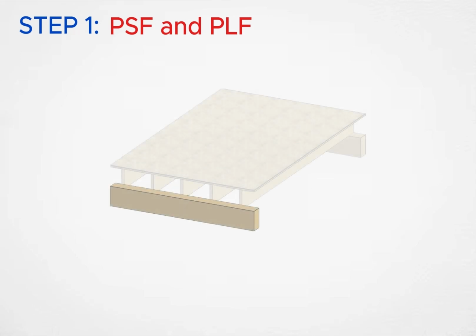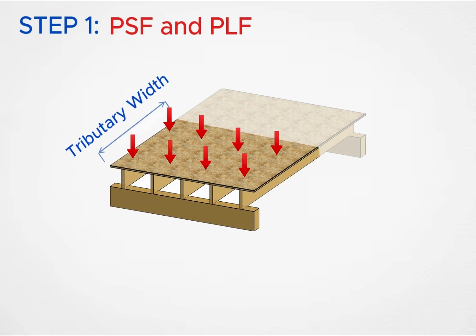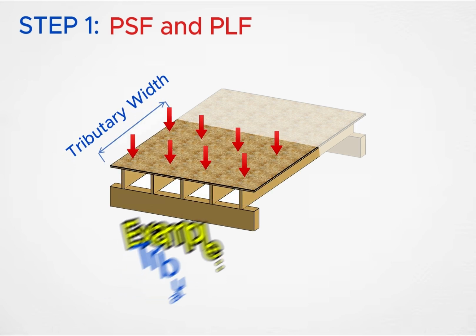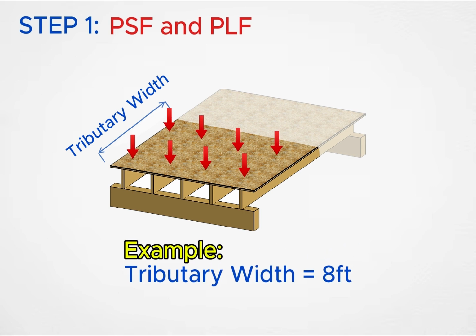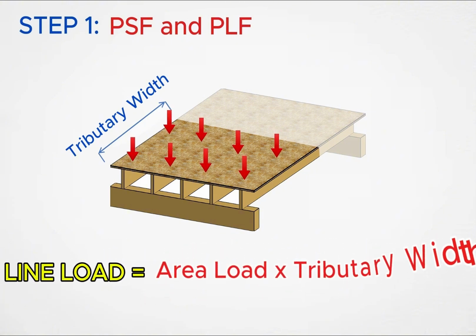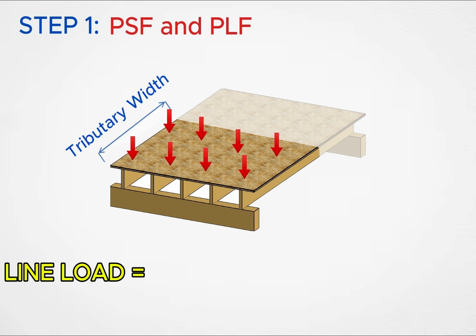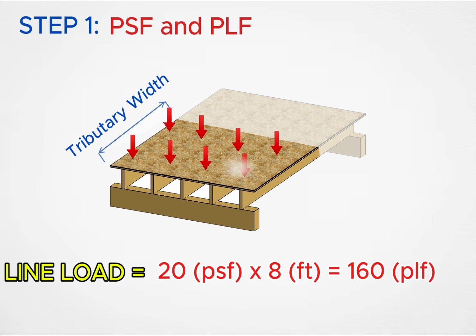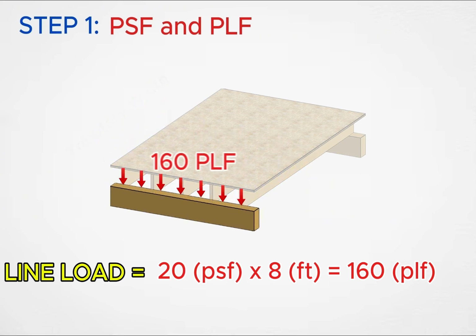So how do we make the conversion? We need one additional piece of information: tributary width. For this example, let's assume our beam supports 8 feet of roof. Now the conversion becomes very simple. Line load equals area load times tributary width. Let's plug in the numbers. 20 pounds per square foot times 8 feet equals 160. So the beam receives 160 pounds per linear foot.